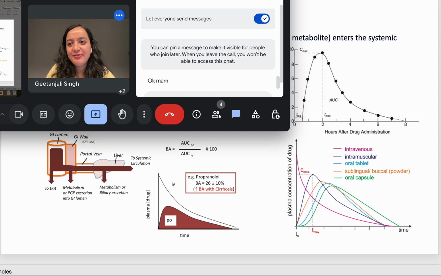Okay, perfect. Sometimes I'm unable to check the chat box. If that's the case, please unmute yourself and let me know. I'm so sorry. I'll try to check the chat box frequently now.